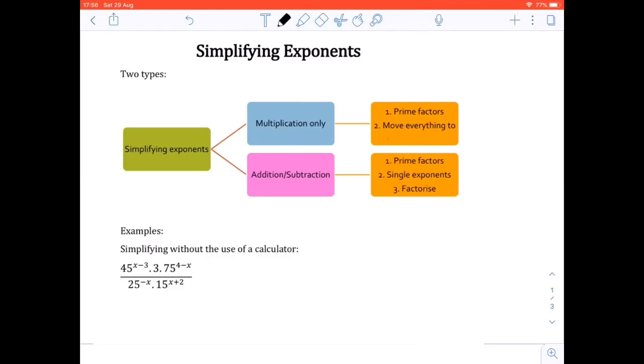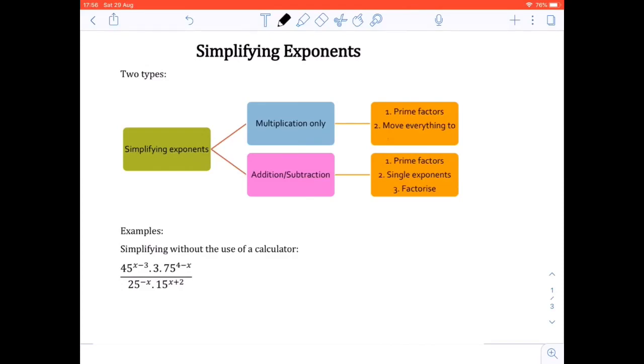There's multiplication only, when you have a fraction and you only have multiplication within the numerator and the denominator. For these, the steps are slightly different to when you have addition and subtraction within a fraction. For the multiplication type, you have to first prime factorize, and then you have to move everything to your numerator. In other words, you get rid of the fraction.